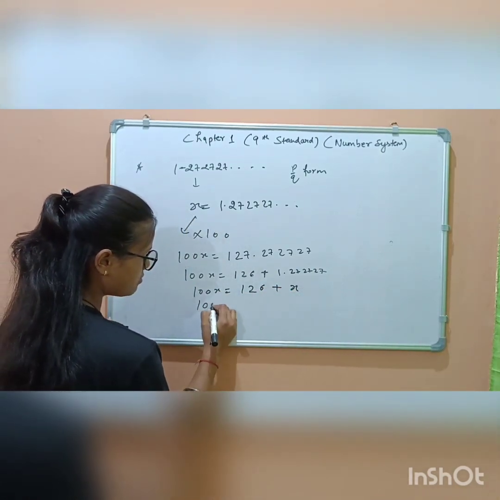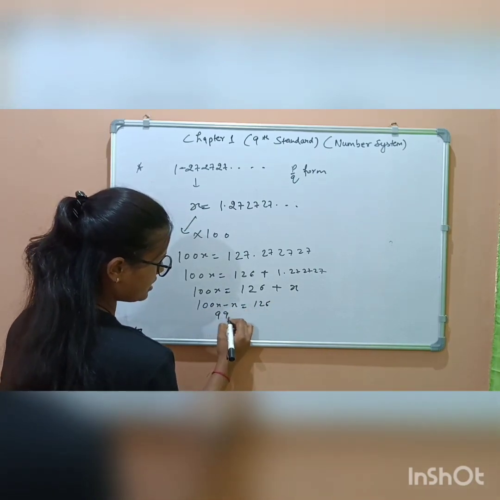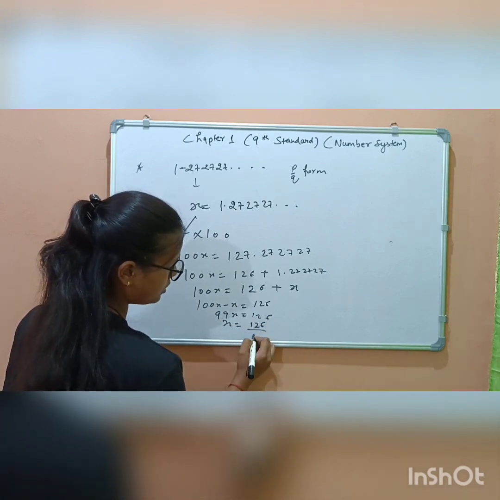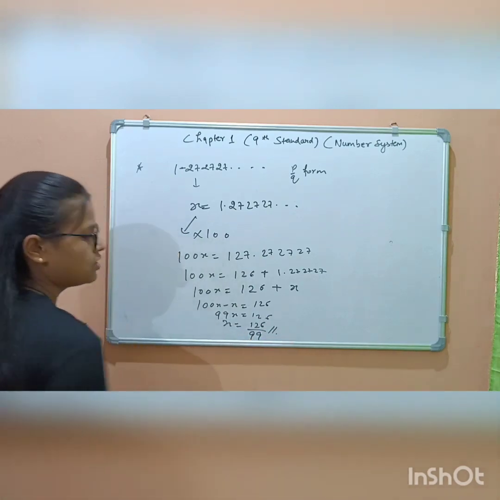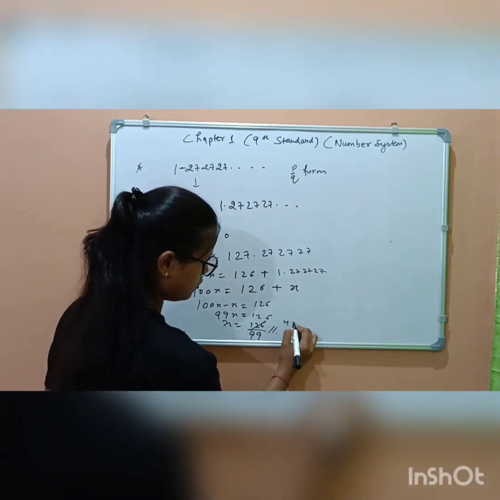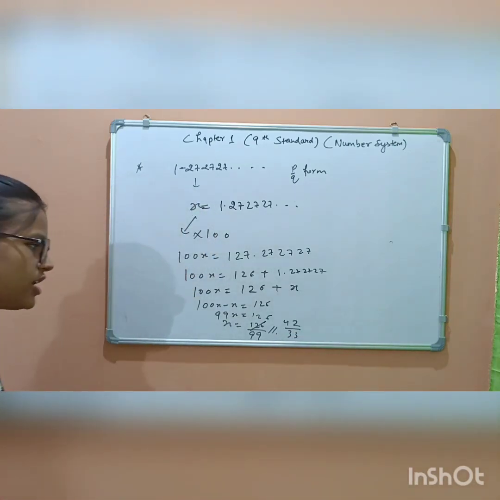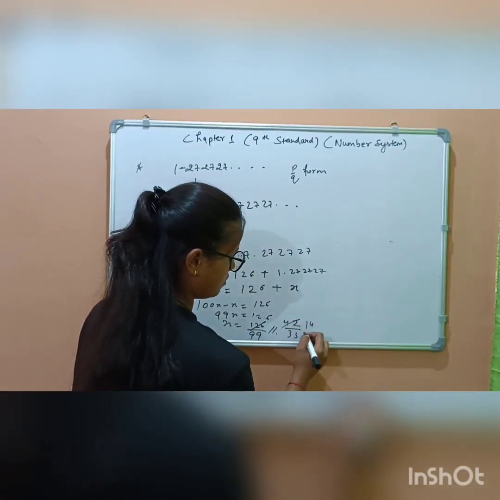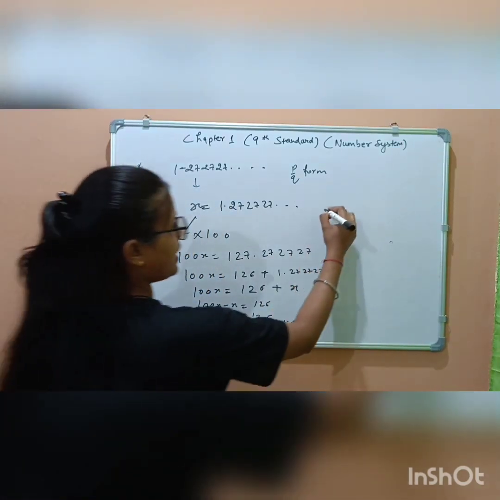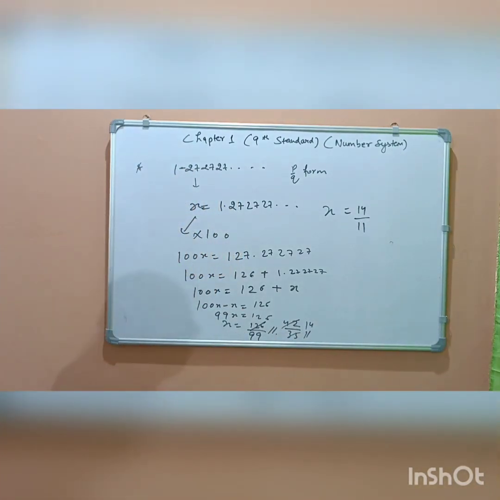Take it from this side. 100x minus x equals 126. 99x equals 126. x will be 126 upon 99. Okay. You can divide it by 3: 42 and 33. Again you can divide it by 3. So this is x equals 14 by 11. I hope this is clear to all of you.